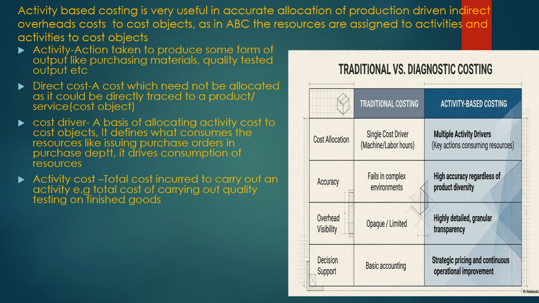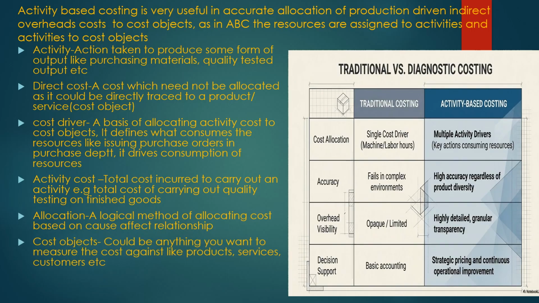Activity cost: total cost incurred to carry out an activity. Example, total cost of carrying out quality testing of finished goods. Allocation: a logical method of allocating cost based on cause-effect relationship. Cost objects could be anything you want to measure the cost against, like products, services, and consumers.